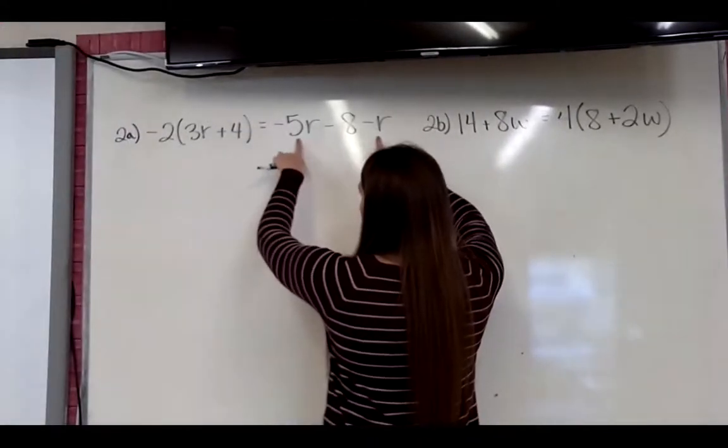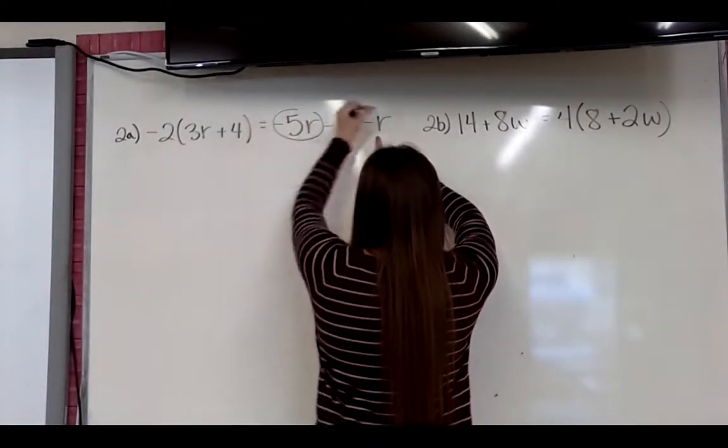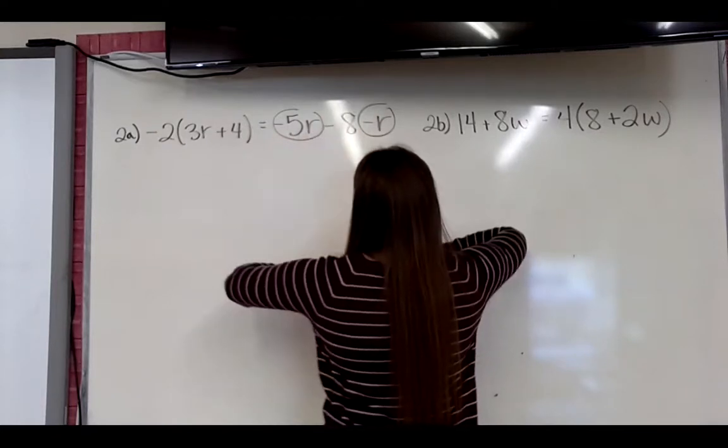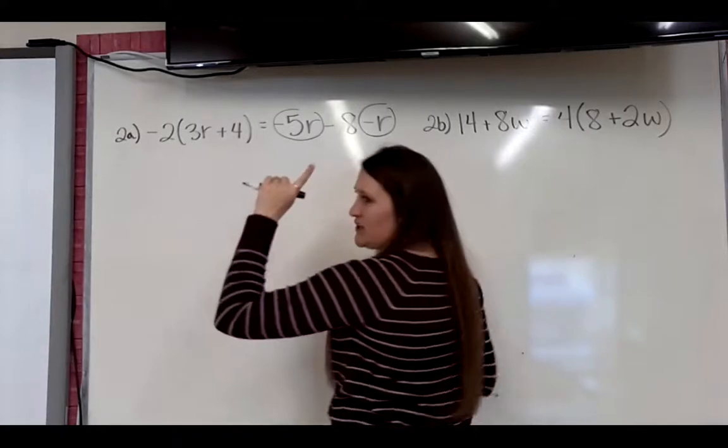Since they're on the same side of the equal sign, if I look, I can just do what's between them. So this means negative 5R minus 1R.